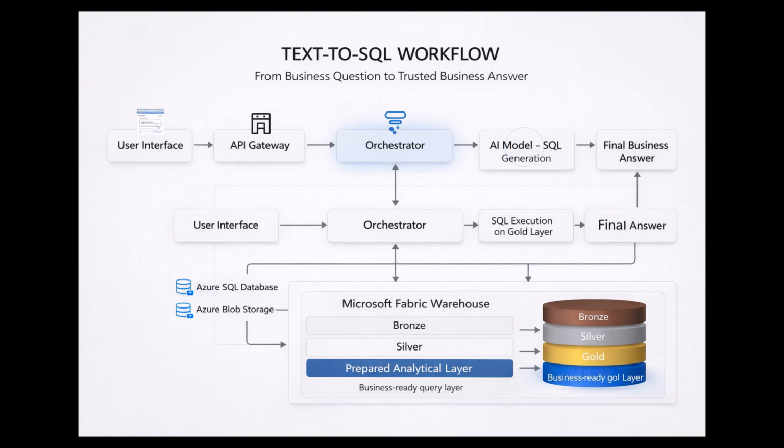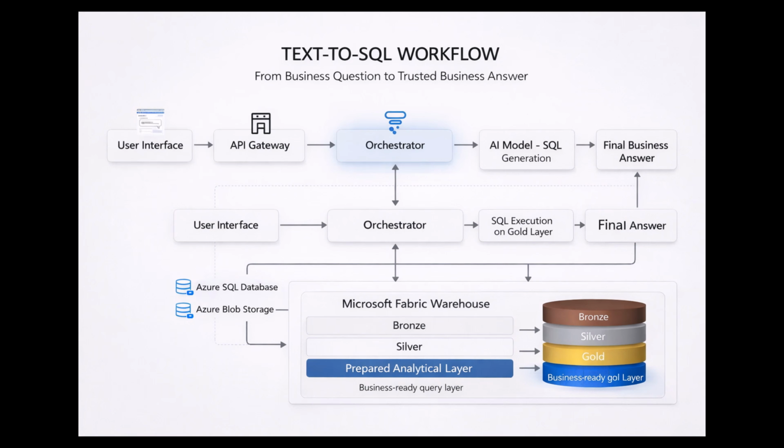Next, the AI model helps turn that question into the appropriate SQL query. That query is executed against the prepared analytical layer, the controlled business-ready data in the gold layer. Once the results come back, the orchestrator sends those results, together with the original question and context, back to the model so it can produce the final business response.